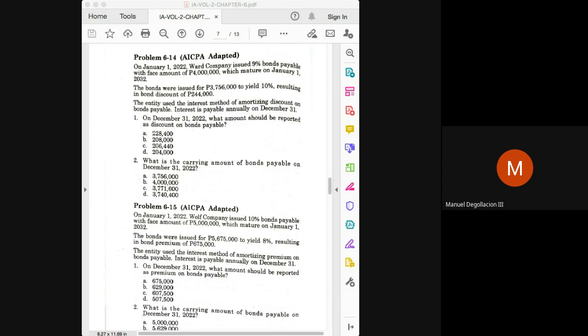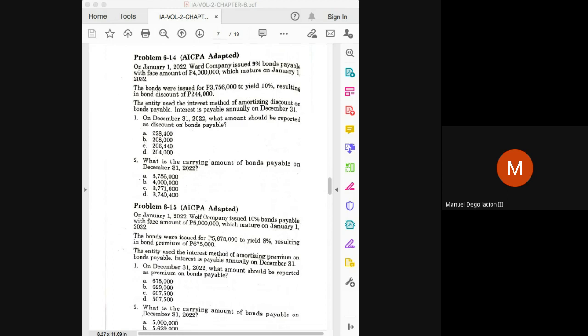On January 1, 2022, Ward Company issued 9% bonds payable with a face amount of 4 million, which mature on January 1, 2032. The bonds were issued for 3,756,000 to yield 10%. The 10% here will be our effective interest rate, resulting in a bond discount of 244,000. Okay, so this would be our initial or starting balance for our discount.